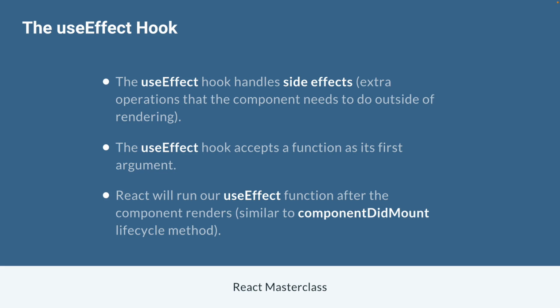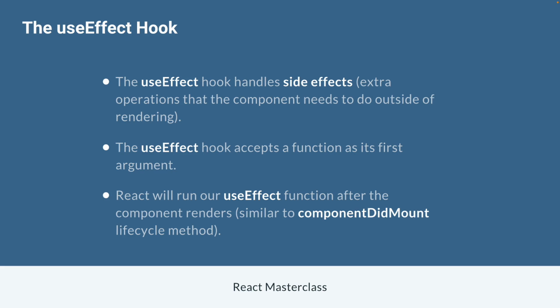So for example, when we learned about component lifecycle methods in the previous section, we learned about the componentDidMount lifecycle method, and we used that as an opportunity to make an API request. An API request is an example of a side effect. It is something that the component needs to do outside of its regular rendering responsibilities, outside of its regular responsibility of returning some JSX to display on the screen. So in the class component approach, we put those side effects in lifecycle methods like componentDidMount or componentDidUpdate.